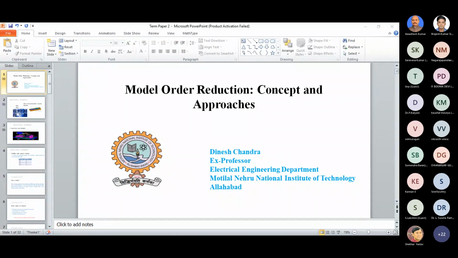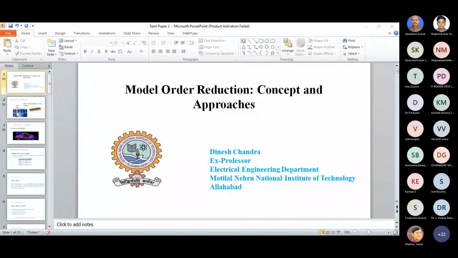Then modeling of technical systems consisting of a large number of individual components. For example, the most prominent example is integrated circuits with a high degree of integration. VLSI, you all know, with hundreds of thousands or millions of transistors. So they create a system which has very large dimension, and model order reduction becomes inevitable in these circumstances.